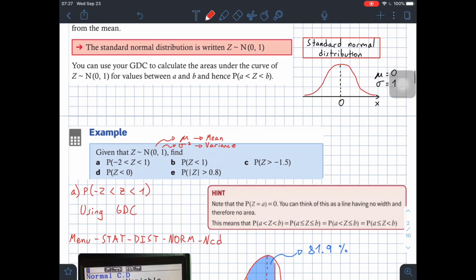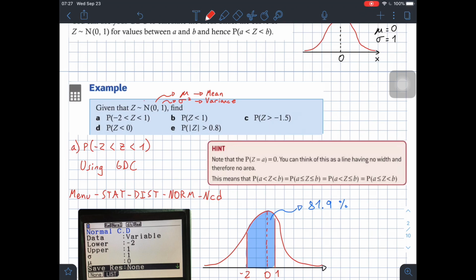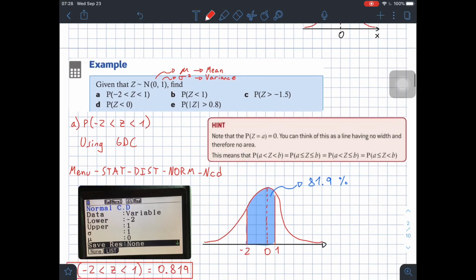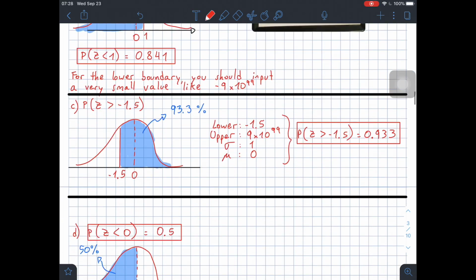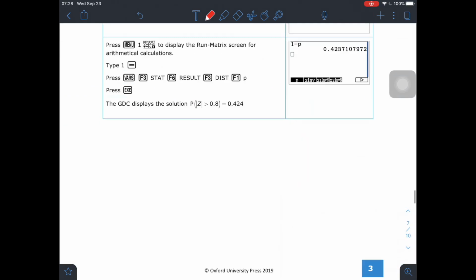So what I wanted to do today with you is to see other exercises where we have a variable which is normally distributed, but it's not a standard normal distribution, but rather has a different value for mean and standard deviation. And you'll see that it's exactly the same thing. So let's go down. These are the GDC instructions.